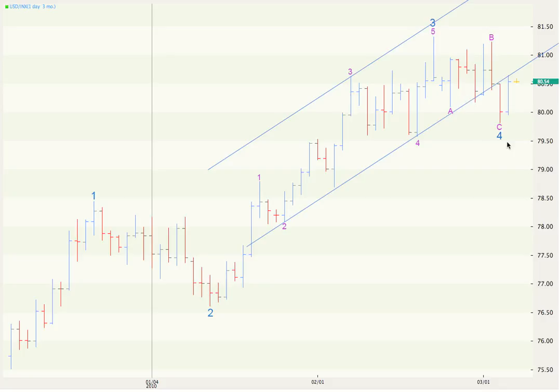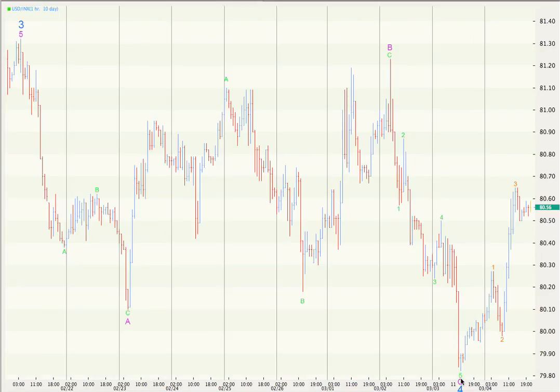So taking you now to the hourly, where this pink C and this blue 4 is this pink C and this blue 4, we see a very nice 3-wave structure for A, followed by a very exaggerated 3-wave structure for B, followed by what can only be interpreted as a 5-wave structure down. If we see a 5-wave structure in a direction opposite to the main trend, it has to be a C wave or possibly an X wave in a combination, or possibly a triangle, but in this case there's not a triangle, so it's extremely likely that this is a C wave.